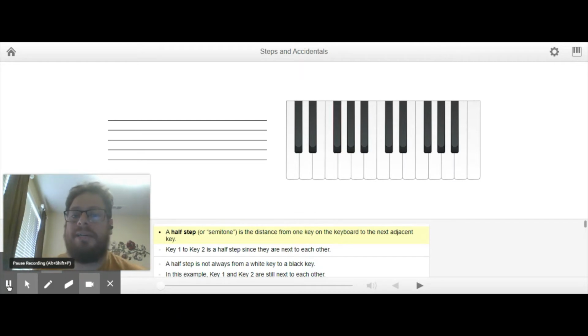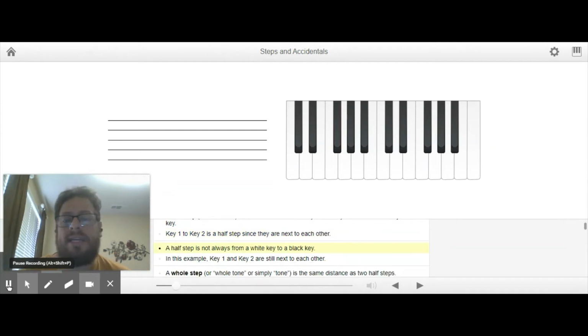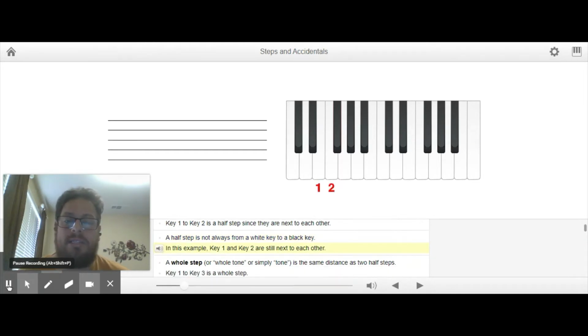We're here to talk about steps and the accidentals, okay? So a half step is the distance from one key to the next key, right next door neighbor. The smallest step away is called a half step. Don't think that a white key to black key is what's a half step. Sometimes it's a white key to white key, as you'll see. In this example of E to F, those are two white key names, but they're right next to each other. That's also a half step.